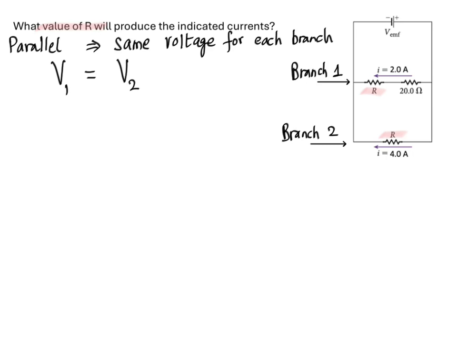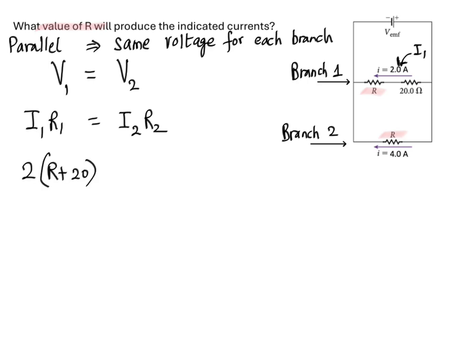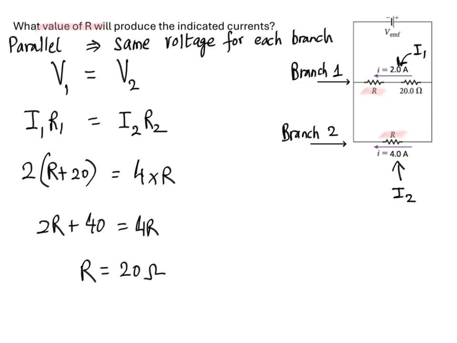So V1 is equal to V2. V1 means the voltage across branch 1, V2 means the voltage across branch 2. So I can write that as I1 R1 equal I2 R2. I1 is 2 ampere, so 2 times R plus 20, because in branch 1 you have got 2 resistors, they are in series, so R plus 20. I2 is 4 multiplied by the resistance we don't know, that's R. We can solve it for R, we'll get the answer as 20 ohms.